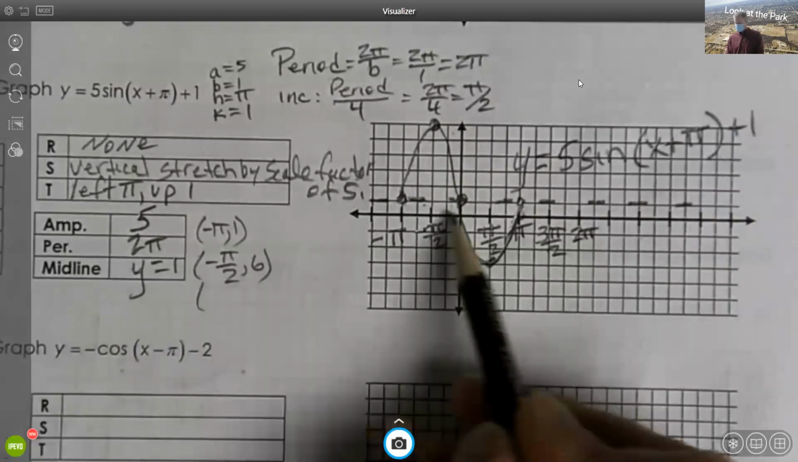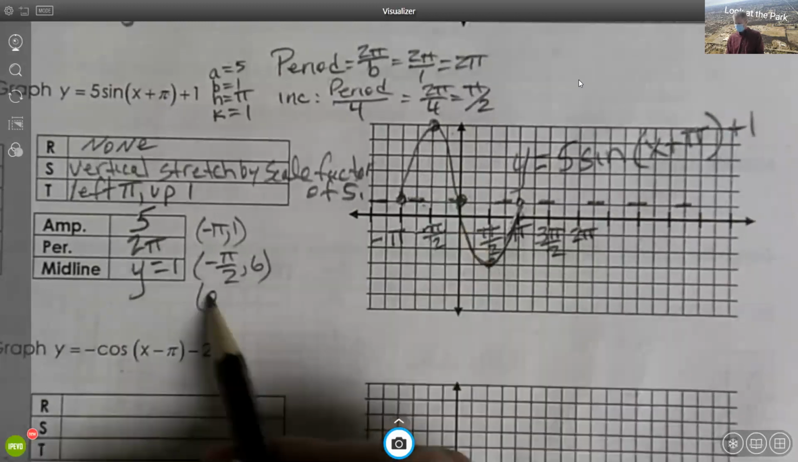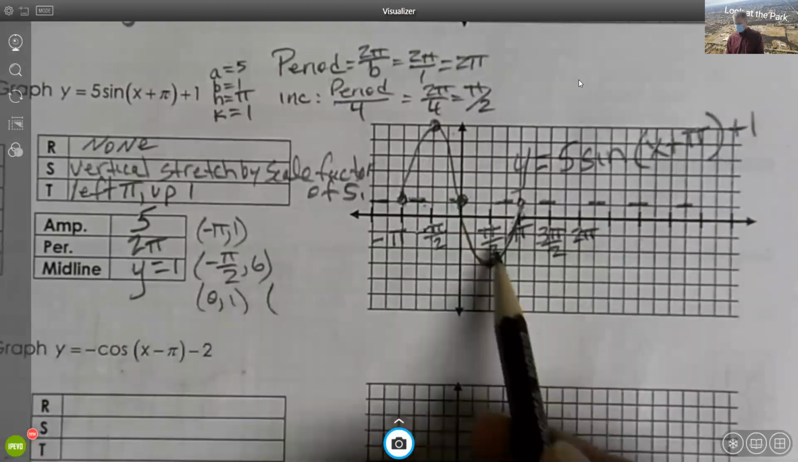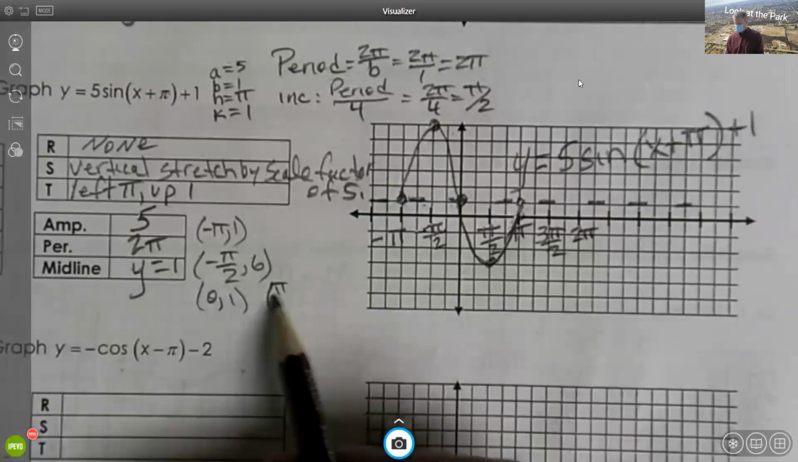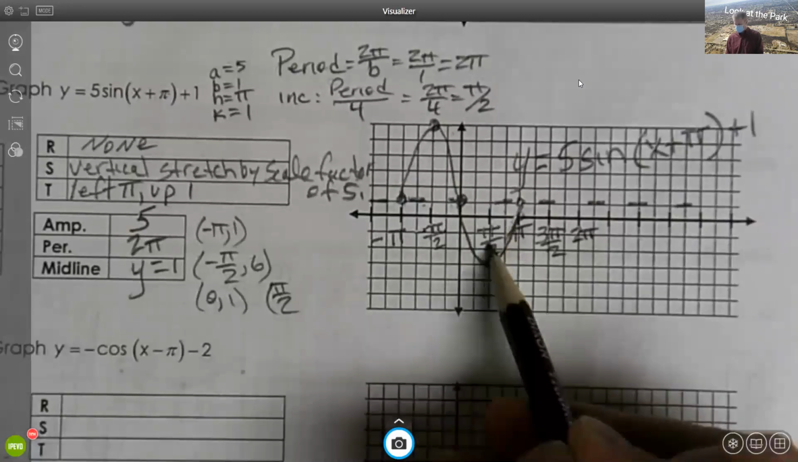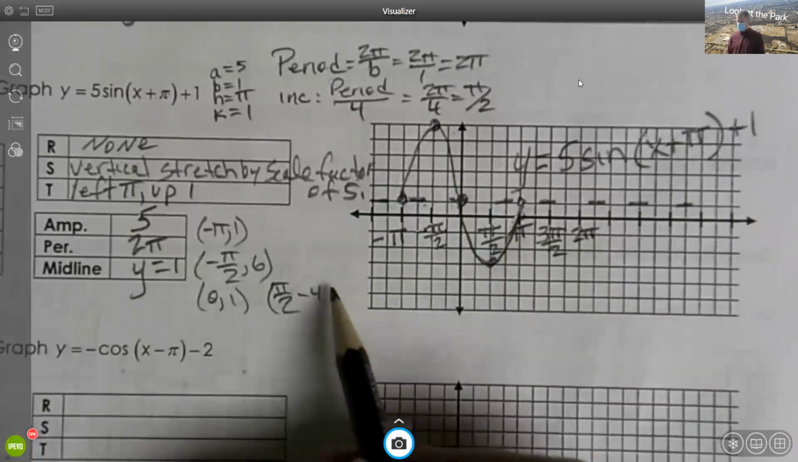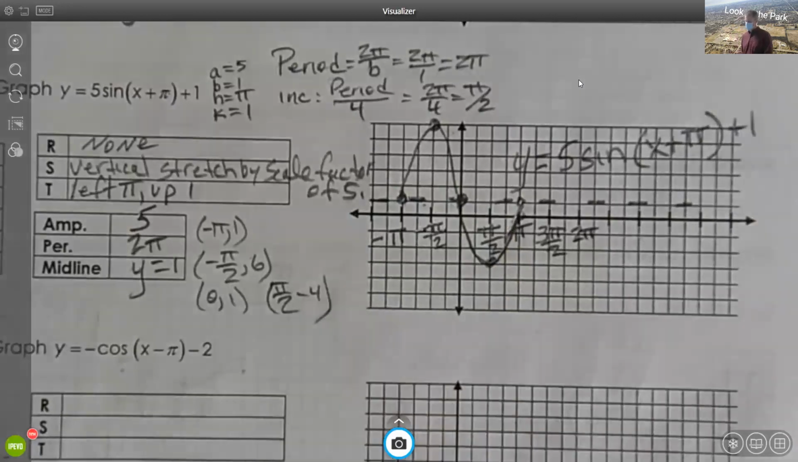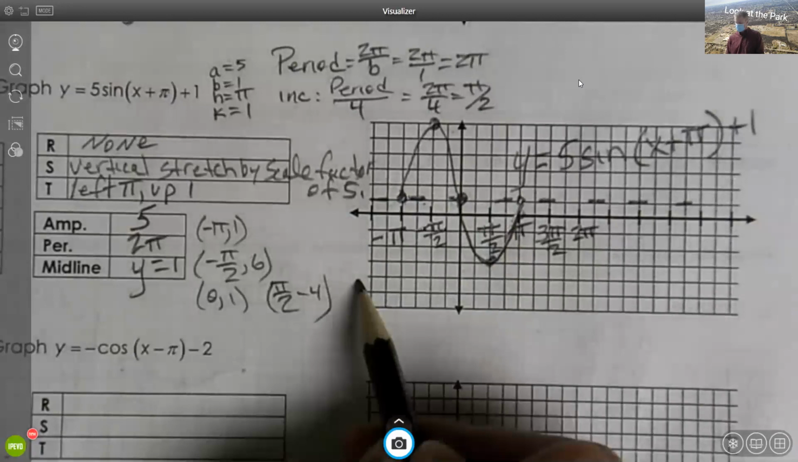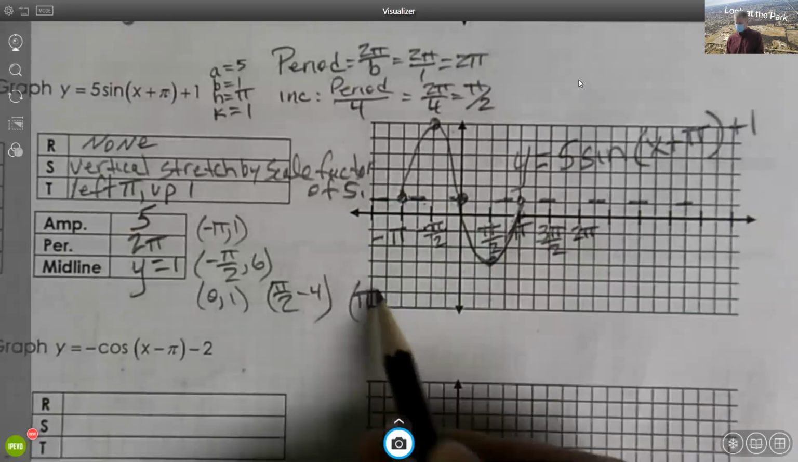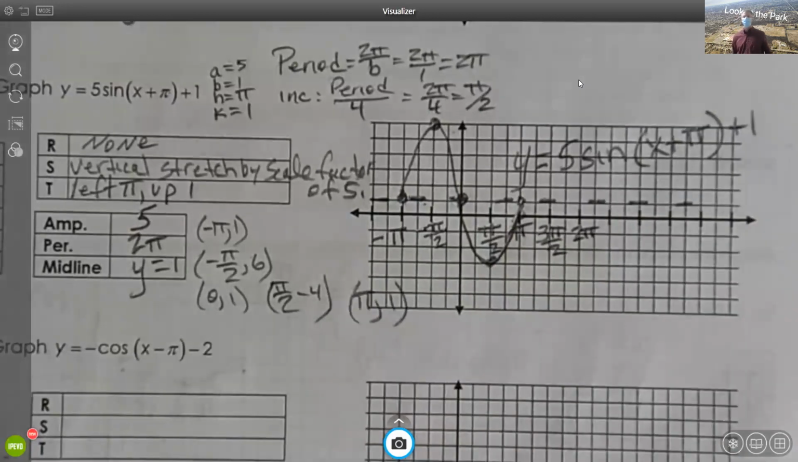The third one was at 0, 1. The fourth one was at pi over 2, 1, 2, 3, 4 down, which is 5 units from the midline. And the sixth point was out here at pi, comma 1. So those would be your coordinates that represent your graph.